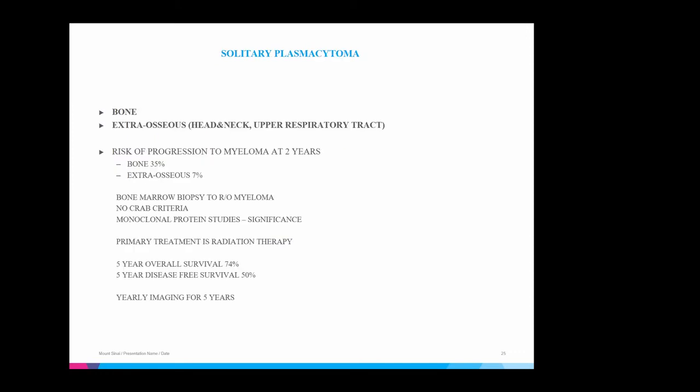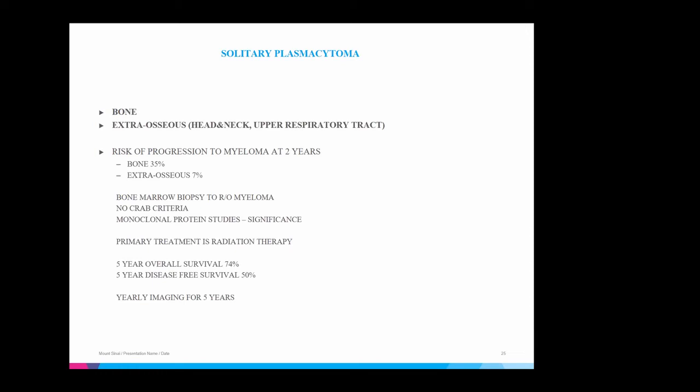Just going to say a little bit about solitary plasmacytomas because we do occasionally see this. There are 2 classes. One is solitary plasmacytoma of bone, and the other is extraosseous, which are plasmacytomas in the head and neck and the upper respiratory tract. So these patients do have a risk of progression to myeloma. It's higher in the patients with bone plasmacytomas than in the extraosseous.